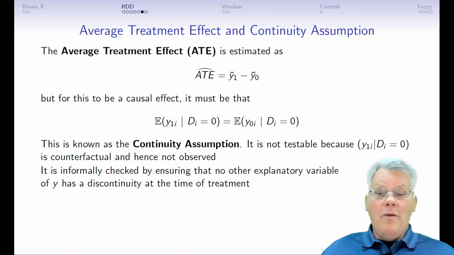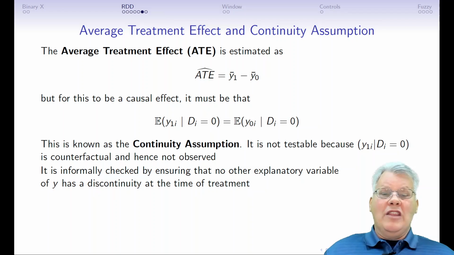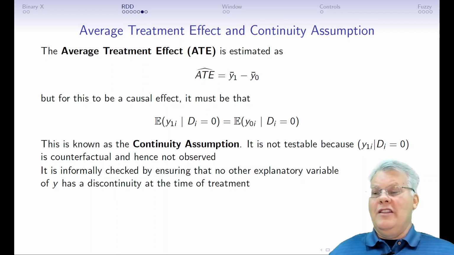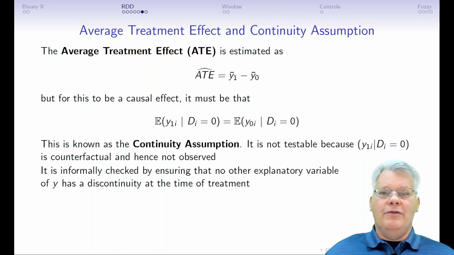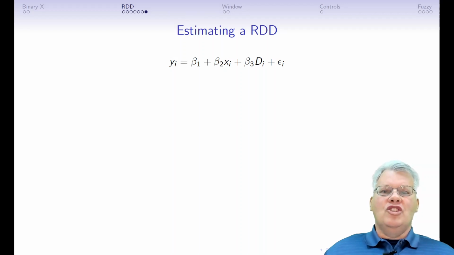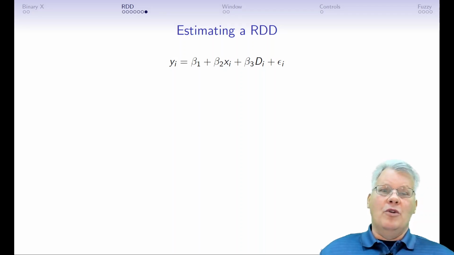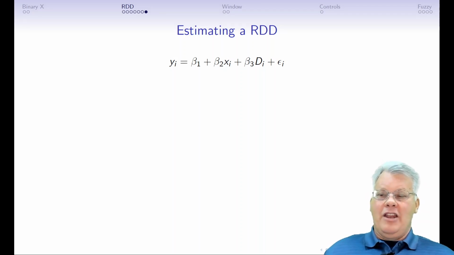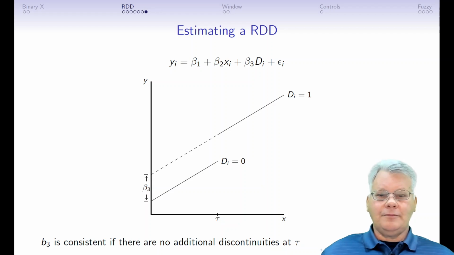It can be informally checked by ensuring that there are no other explanatory variables that have a discontinuity at the time of treatment. And we've talked about that. So to estimate a regression discontinuity design, we have the model where we have one continuous explanatory variable and a binary explanatory variable, which will be the treatment status. Right? Is treatment applied to subject i or not? Okay.